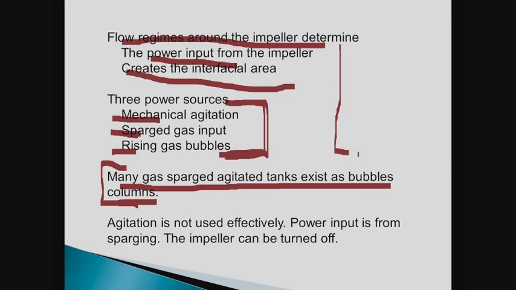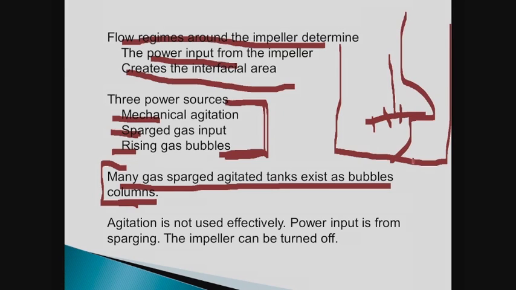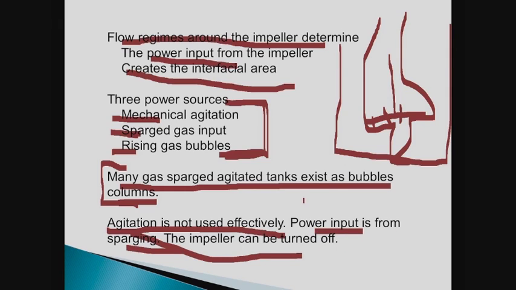Basically what happens is you have the impeller in there, and the gas just goes up and around the impeller and out. The impeller has no effect, or it's flooded, basically. So agitation is not used very effectively. Power input comes from sparging. The impeller can be turned off. Wow, that gets lots of people angry.